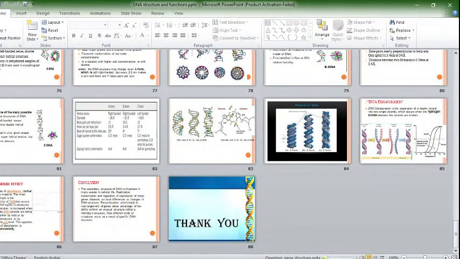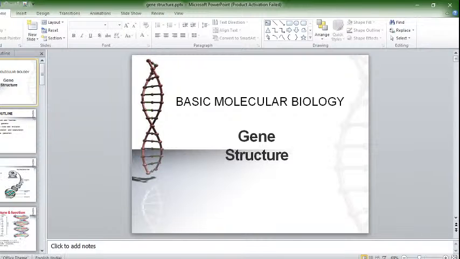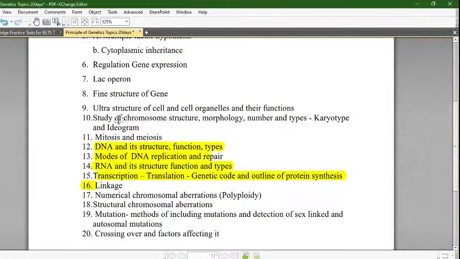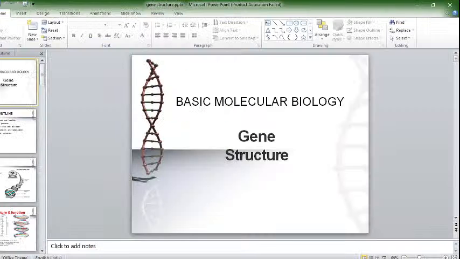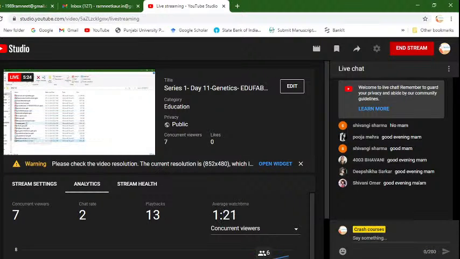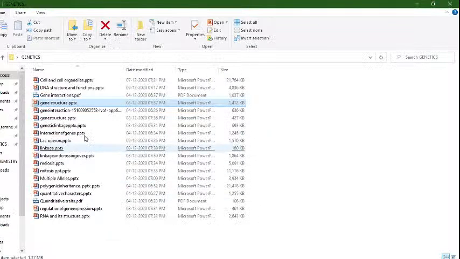One more thing is there which is in your syllabus, which is gene structure. So if you are able to see here, fine structure of a gene. I will try to complete this gene structure today.